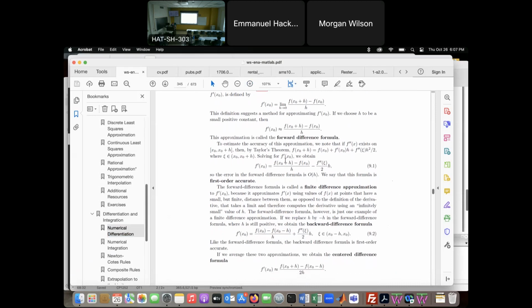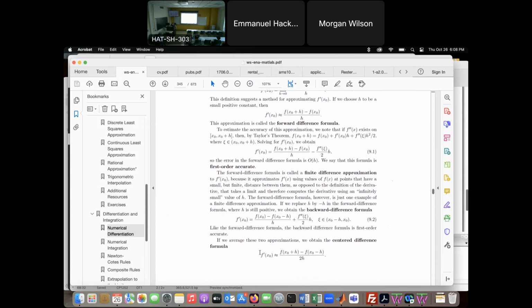Similarly, if I replace h with minus h throughout this, I get what's called a backward difference formula. So again, very similar to the definition of derivative, also first order accurate. And then if I take the average of these two, then the terms involving f of x naught will cancel, and the leading terms of the error will also cancel. And we have this. That's called the centered difference formula.